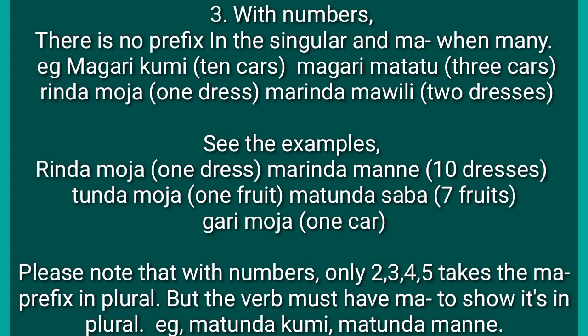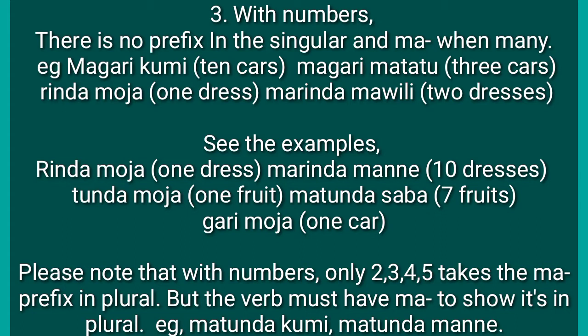Example, magari kumi. Why didn't you use the ma prefix and it's 10 cars? They are more than one. Why didn't you use the ma prefix? Because with numbers, only 2, 3, 4, and 5 take the ma prefix. The others do not. You write the number the way it is, like kumi. You can't say magari makumi. You will say magari kumi. So you only add ma with number 2, 3, 4, and 5. The other ones don't take any prefix.